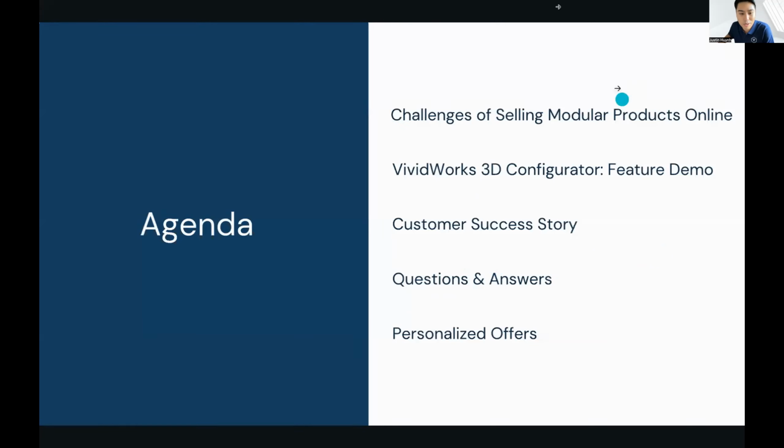And here's a quick overview of today's agenda. We'll start by exploring the challenges of selling modular products online. Next, we will demonstrate our 3D product configurator. Then we have a special segment featuring ELLTEK Systems, where we'll showcase their journey with our configurator. Finally, we'll wrap up with a Q&A session. So this is the opportunity to ask questions and engage with our experts. And stay tuned for our personalized offer. We'll give you more details at the end of this webinar. Now, without further ado, Jarkko, the floor is yours.